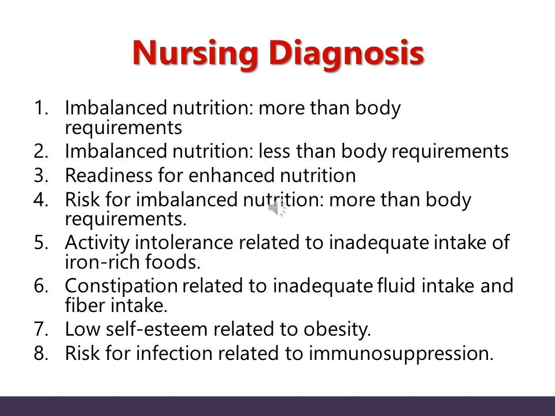Or if your patient is obese, what is the common problem associated with obesity? If a person is overweight and obese, what will happen? You feel shy. You don't want to go out because many people will mock your weight. It will affect your self-esteem. And of course, if you are not taking enough vitamins and minerals, you are at risk for infection. Why? Because your immune system will go down. These are the possible nursing diagnoses.